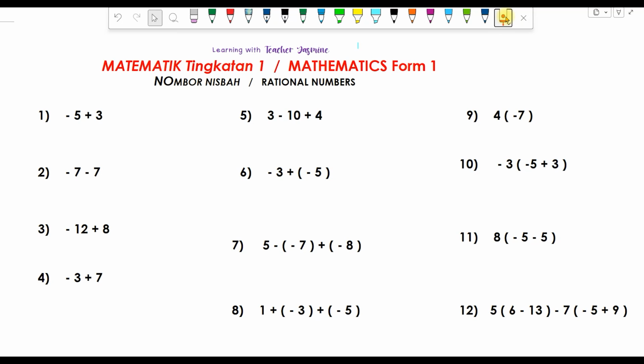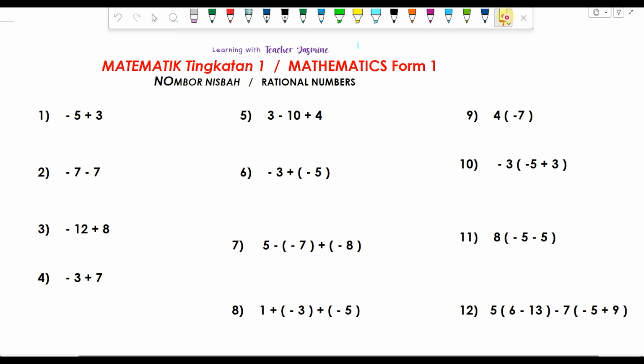Try to find where you can save time. So this section is one of the sections where you can actually save time. So I'm going to teach you how to do this 12 questions, right? So let's start with number 1. Now this question is -5 plus 3.